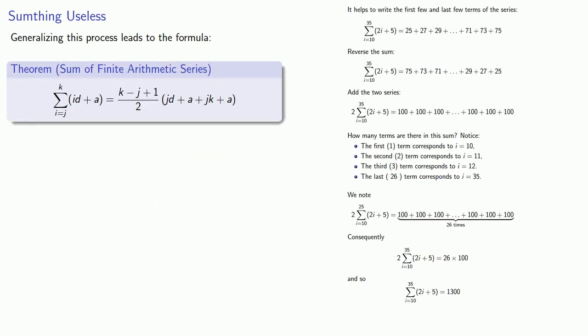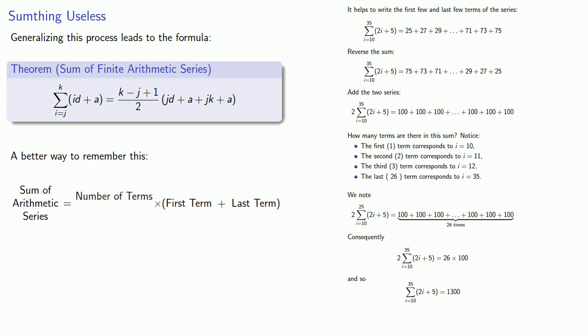If you do insist on memorizing a formula, here's a way to think about it. We added the first and last terms together. Then we multiplied by the number of terms we added, which gave us twice the sum of the series, so we divided this product by 2.